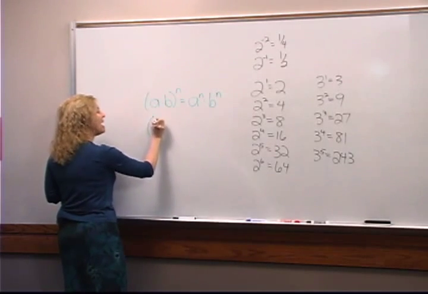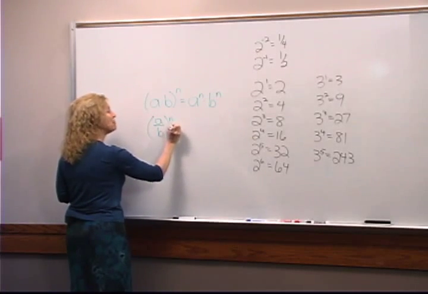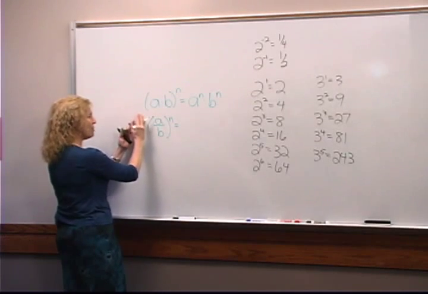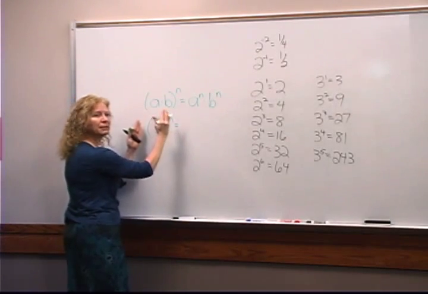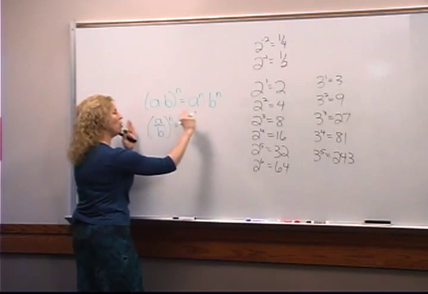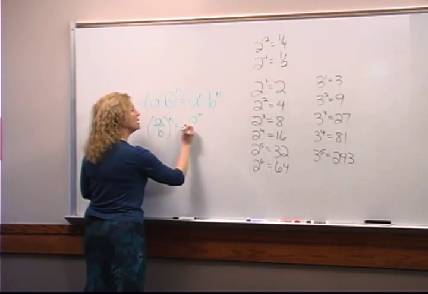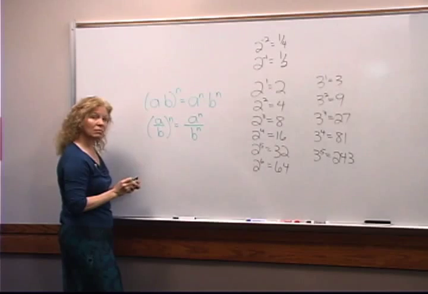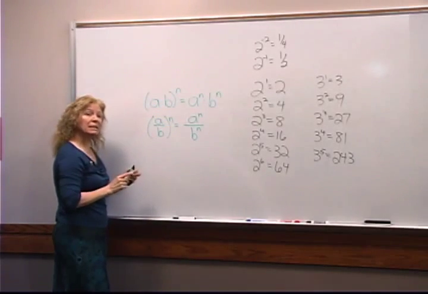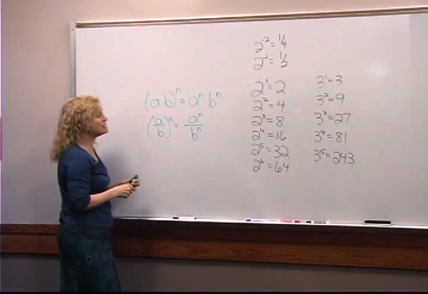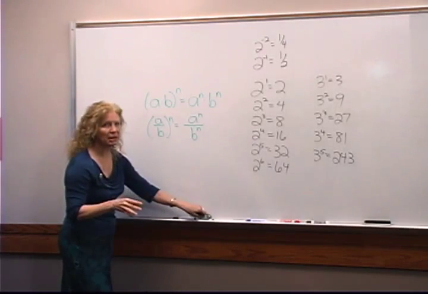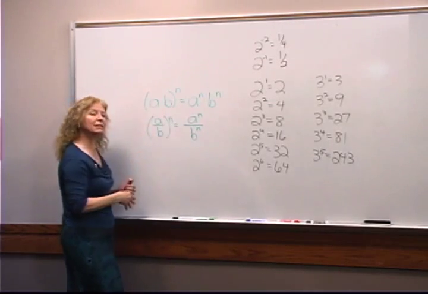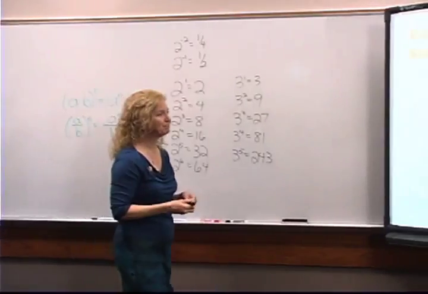If I have a over b raised to the nth power, think about how I multiply fractions. This is a over b times a over b times a over b times a over b. I multiply all the way across the top. I multiply all the way across the bottom. Now these are two useful properties of exponents, and it's not that I'm distributing. It's that I understand how to multiply fractions, and I understand the commutative and associative properties.